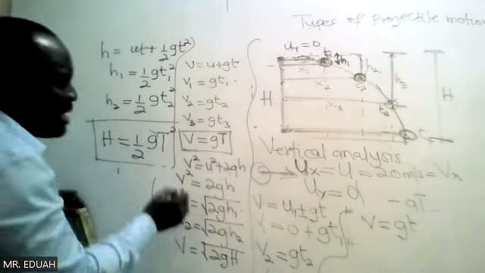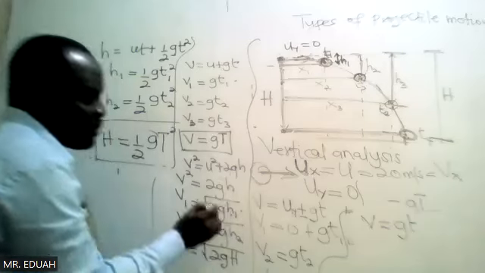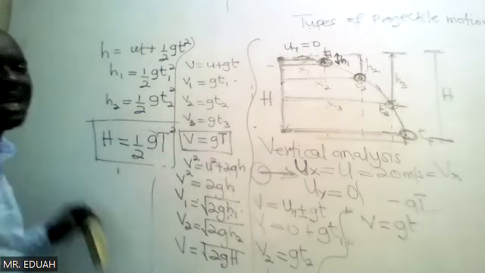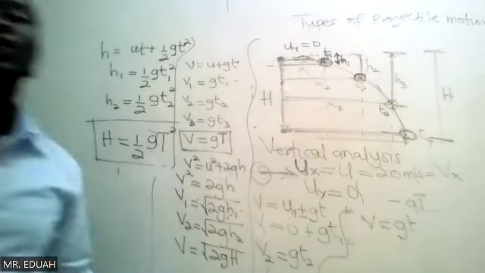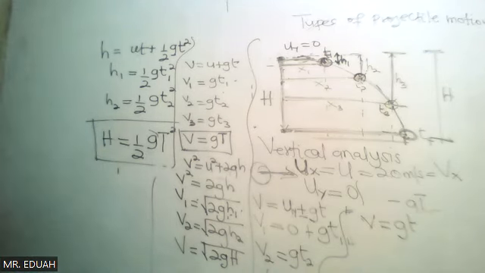We realize that this formula is in terms of the vertical height, displacement, h. This one is in terms of the time taken. They should all give you the same value. Please, are we okay?